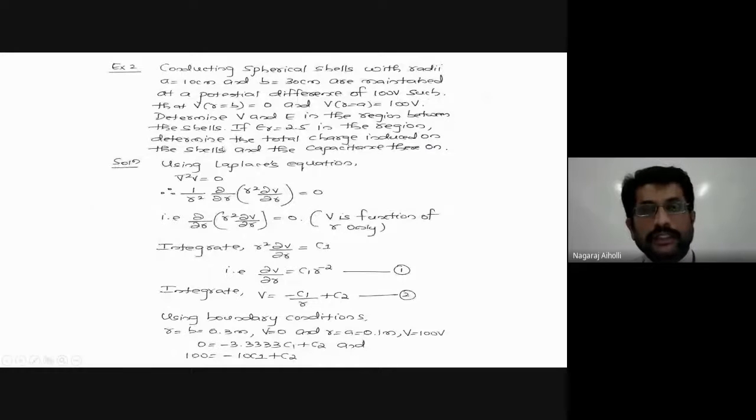Conducting spherical shells with radii A equal to 10 centimeter and B equal to 30 centimeter are maintained at a potential difference of 100 volts such that V at R equal to B is 0 and V at R equal to A is 100 volts. Determine V and E in the region between the shells. If epsilon R equals 2.5 in the region, determine the total charge induced on the shells and the capacitance thereon. Note down the statement.